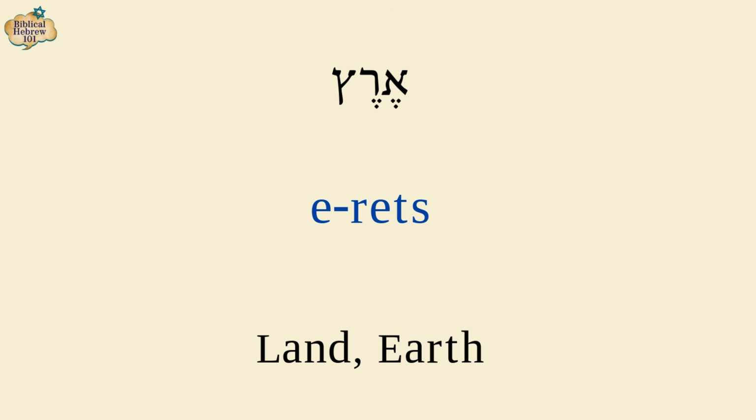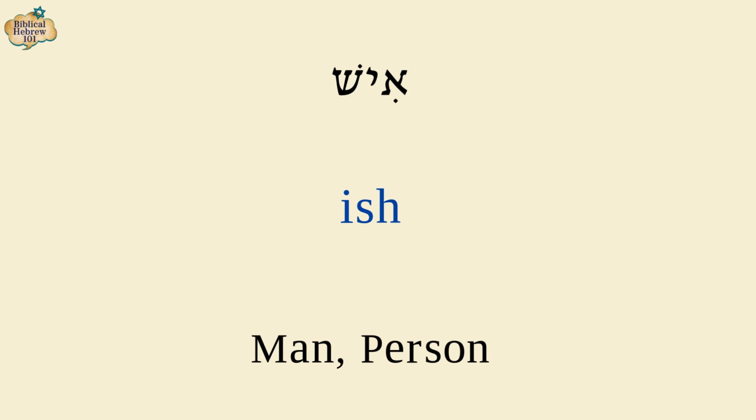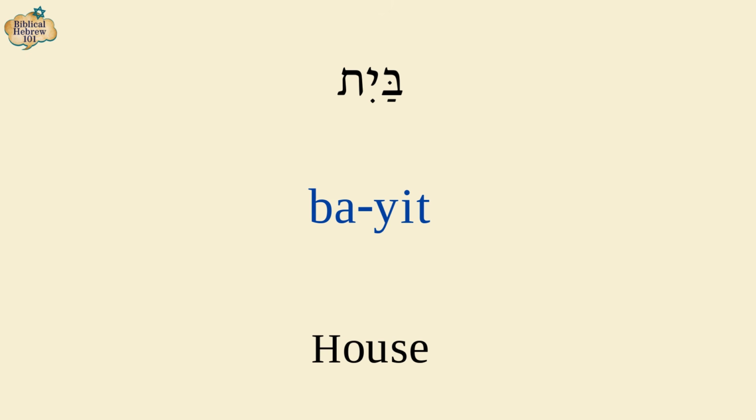Eretz is land or earth. Eretz. Yom is day. Yom. Ish is a man or a person. Ish. Bait is house. Bait.